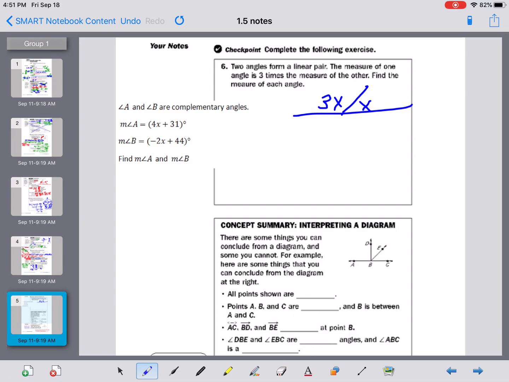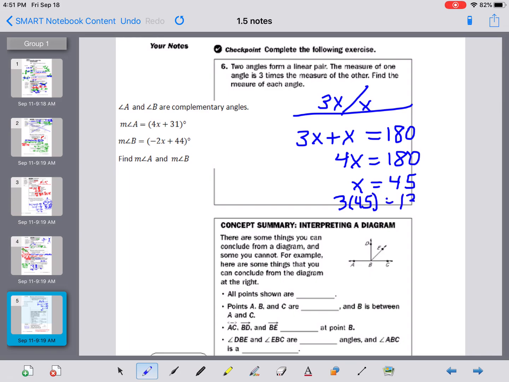Well, they're a linear pair. They equal 180. They make a line. 3x plus x is 180. That gives me 4x equals 180. Divided by 4, x is going to equal 45. Now to find my angles, the x is 45. 3 times the 45 makes 135, and together those two angles would add up to 180, so we're good to go.